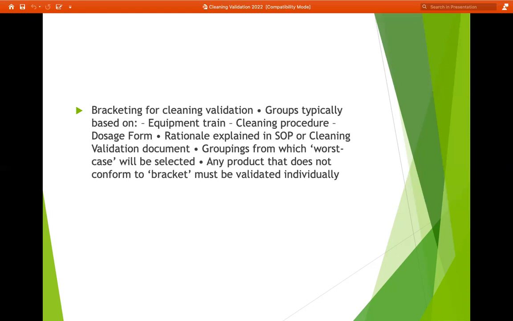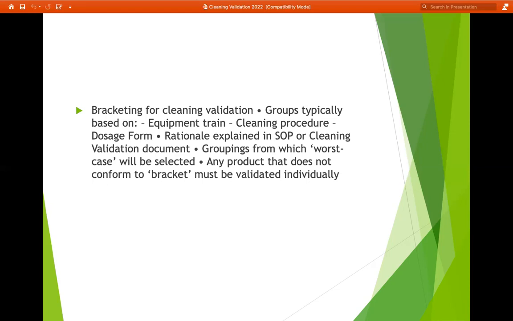Bracketing for cleaning validation groups is typically based on equipment range, cleaning procedures, dosage forms, with the rationale explained in SOPs or cleaning validation documents, with groupings from which the worst case will be selected. Any product that does not conform to the bracket must be validated individually.